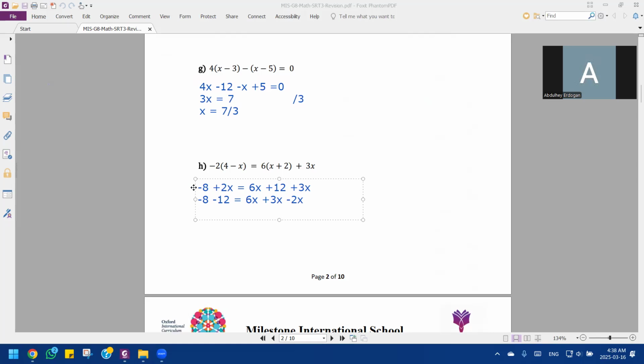Simplifying, minus 8 minus 12. Here, as you can see, they have the same sign, so we add the numbers. 12 and 8 is 20. Take the sign of the bigger, which is minus, so it's minus 20 is equal to 6x plus 3x, 9x minus 2x. This is 7x.